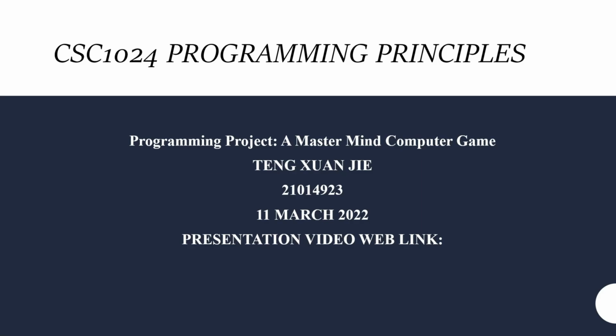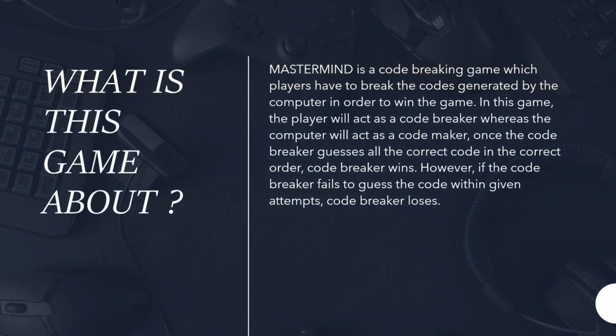My name is Teng, and today I will be presenting my programming project, a Mastermind computer game. So what is this game about? Mastermind is a code-breaking game in which players have to break the codes generated by the computer in order to win the game. In this game, the player will act as a code breaker, whereas the computer will act as a code maker. Once the code breaker guesses all the correct codes in the correct order, the code breaker wins. However, if the code breaker fails to guess the code within the given attempts, the code breaker loses.